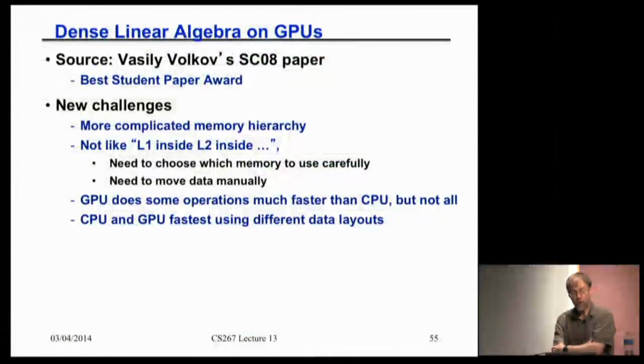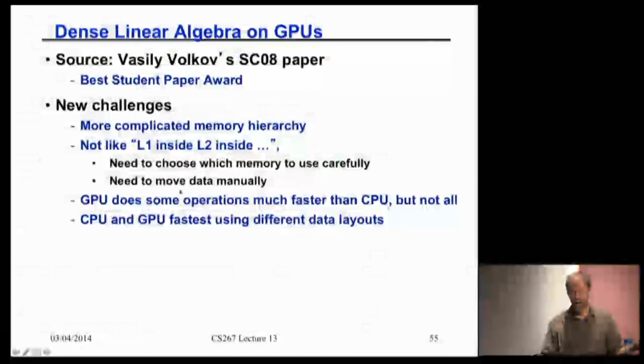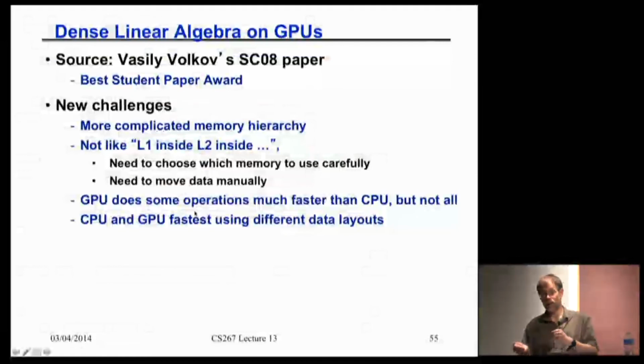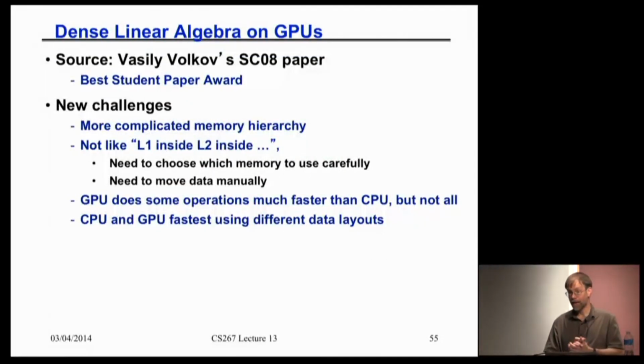The GPU has a much more complicated memory hierarchy. It's not like L1 is inside L2 and you get to sort of hierarchically nest things like that. And it's also the fact that the GPU does some operations very fast. I mean, it's great at matrix multiplies, but it's not good at some of the other parts of the algorithm, some of the BLAS2 and BLAS1 operations. And so what we need to do is divide the labor between the CPU and the GPU. But we have to do that quite carefully because, of course, it takes time to move data between the CPU and the GPU.